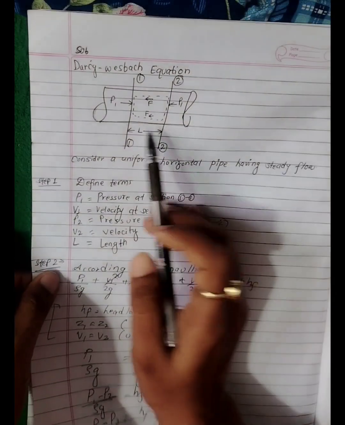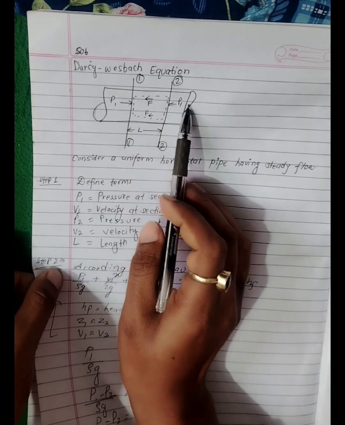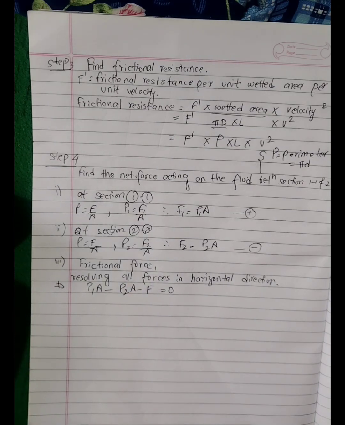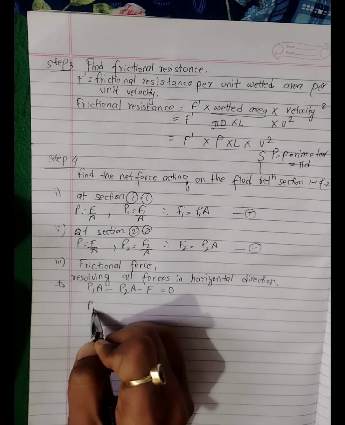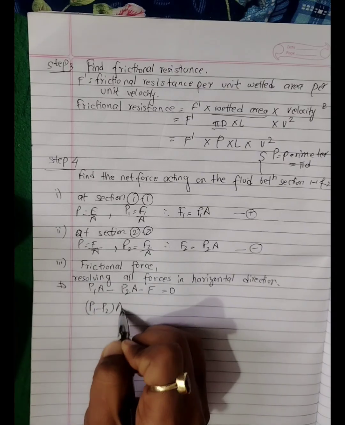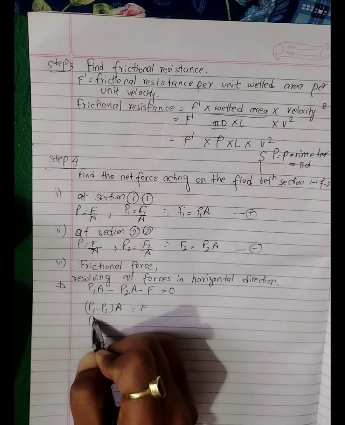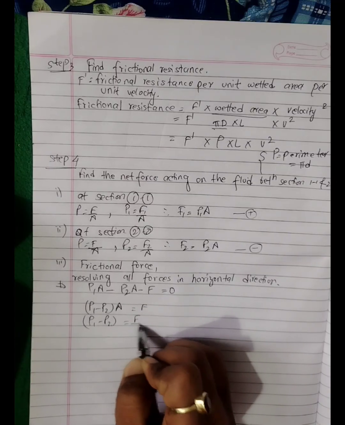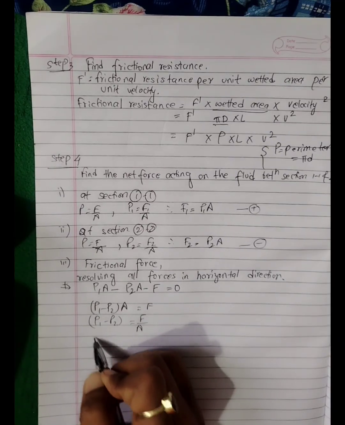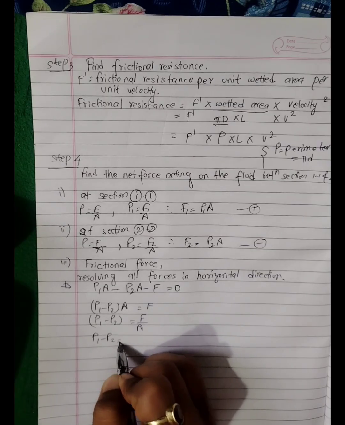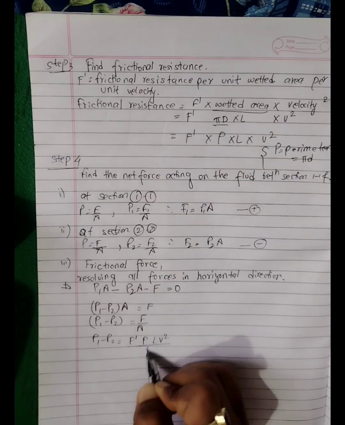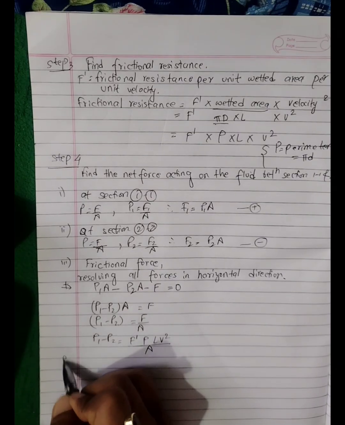Now look at the figure. P1 is moving in this direction, P2 is moving in the opposite direction. Therefore, P1 is positive and P2 is negative. P1 minus P2 A is equal to F. Therefore, P1 minus P2 is equal to F by A. Now, we can substitute the value of F as f dash into P into L into V square, upon A, and assuming P by A.